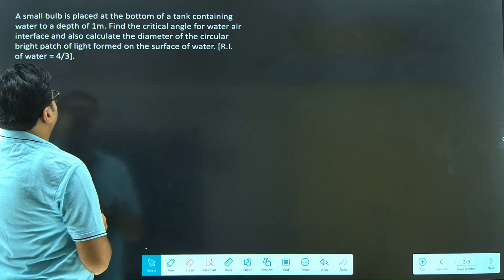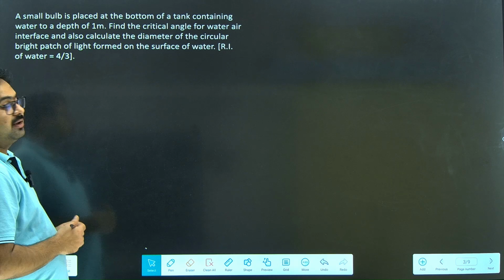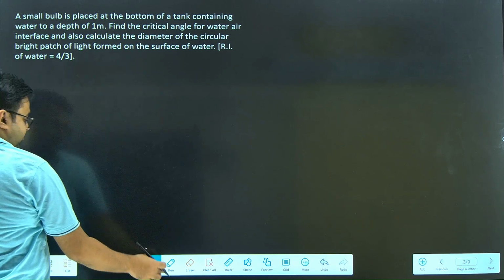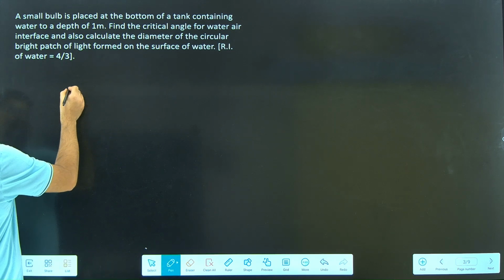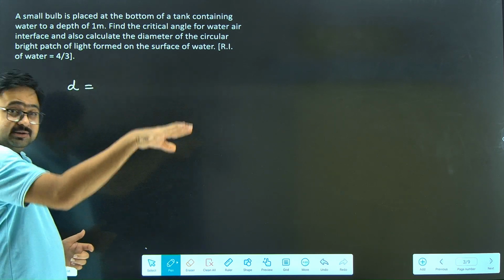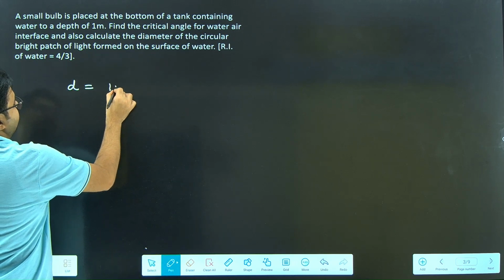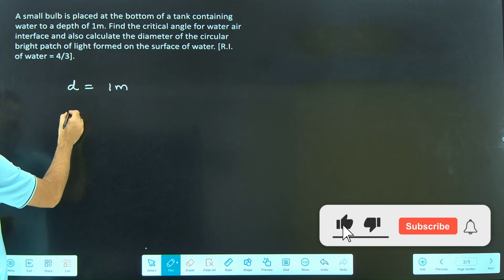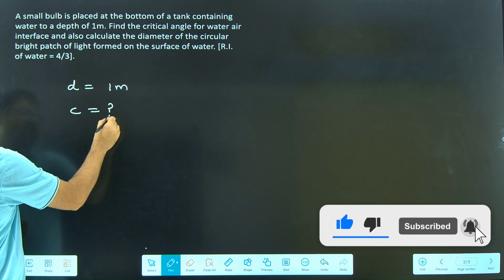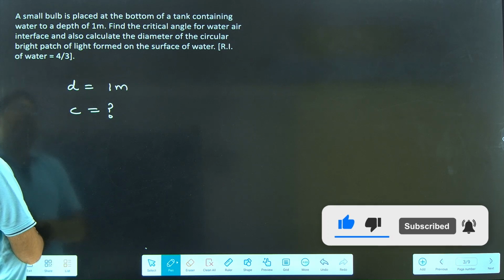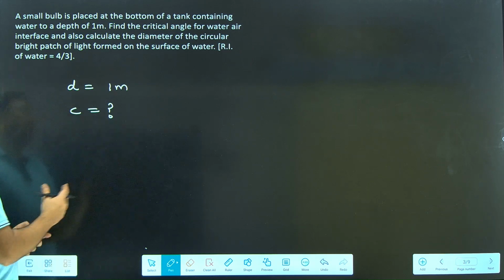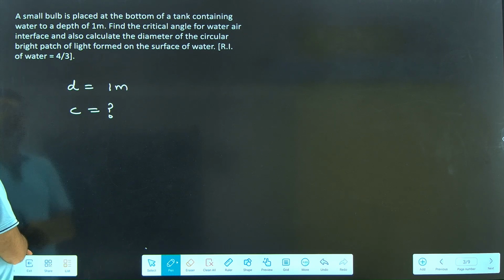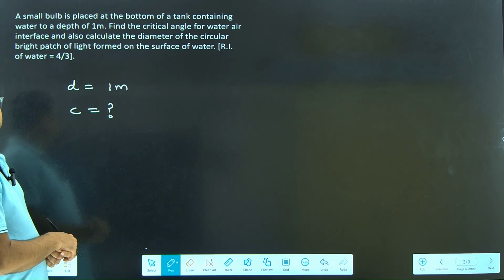A small bulb is placed at the bottom of a tank containing water to a depth of 1 meter. So, from the given data, you can say that the depth of the bulb under the water surface is 1 meter. Find the critical angle for water-air interface. Also calculate the diameter of the bright patch of light on the surface.